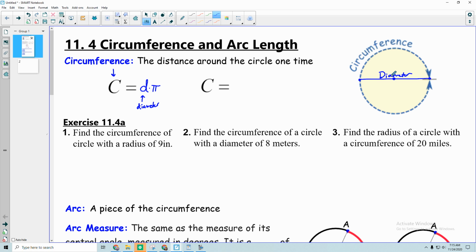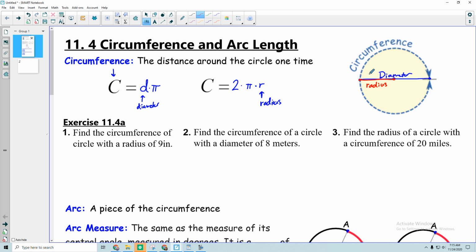So if I know the diameter, and I just multiply that by pi, then I'll have the value for the circumference. The other formula that we can use for circumference is if we use the radius instead. So if I did 2 times pi times r, where r represents the radius, that's another way to find the circumference. Okay. So recall that the radius is half of the distance of that diameter. So that would be the radius there.